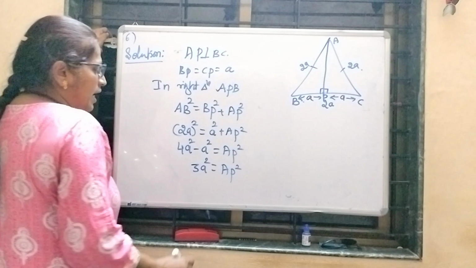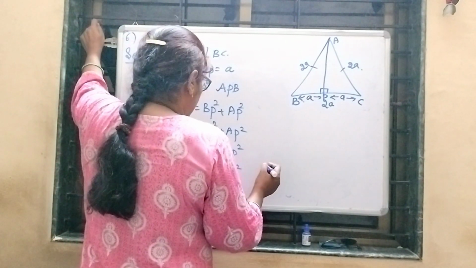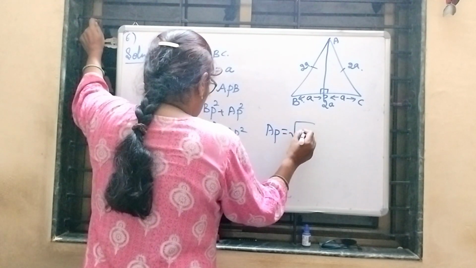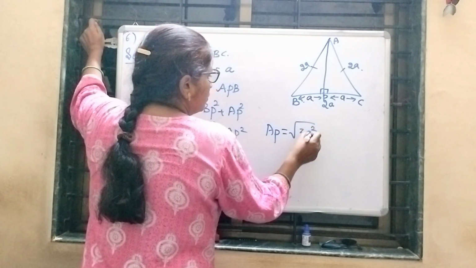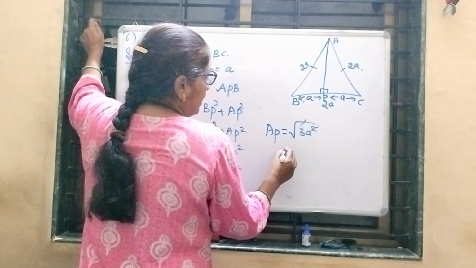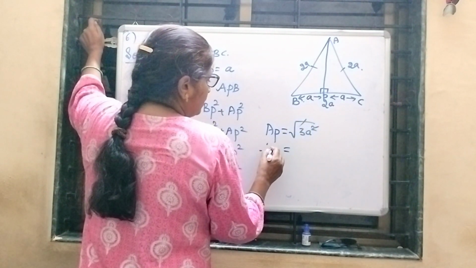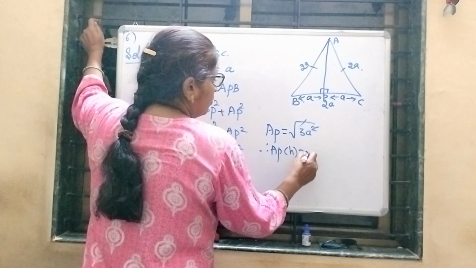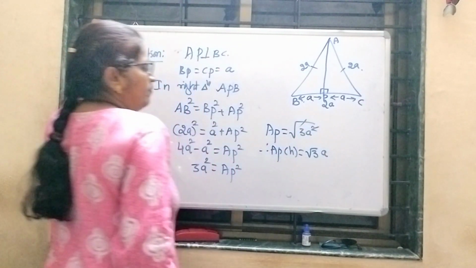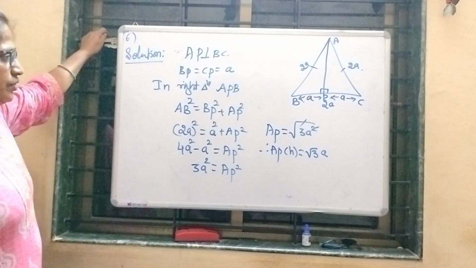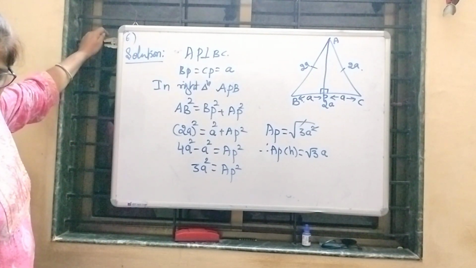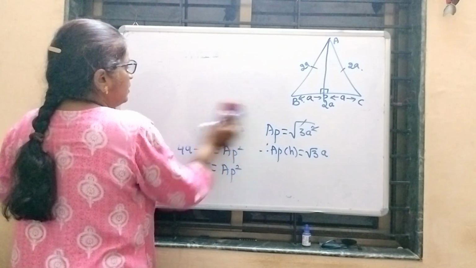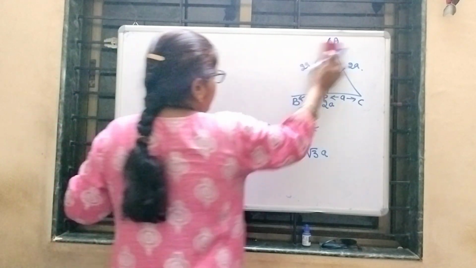AP is nothing but the height, or you can also call it as h. So AP square is equal to 3a square, or AP is equal to root 3a square. So for a, the root and square get cancelled. Therefore altitude AP, or you can also call it as height, is equal to root 3 a. The altitude here is root 3 a. That completes the sixth question, children. So next we'll move on to the seventh question. We'll see what it is.